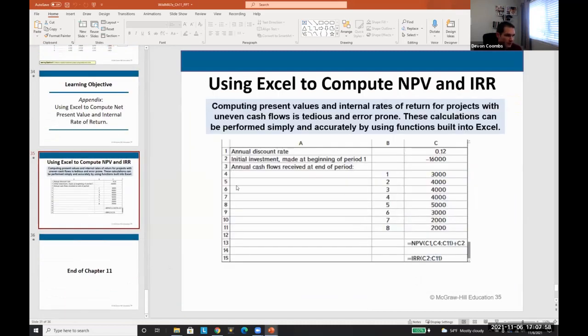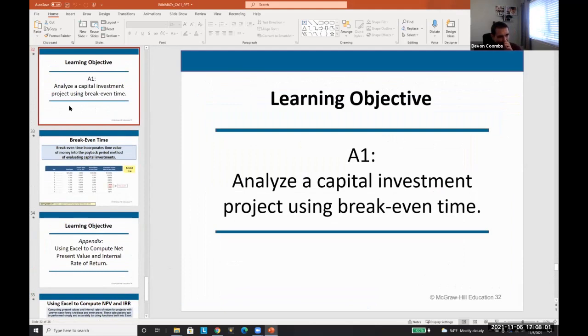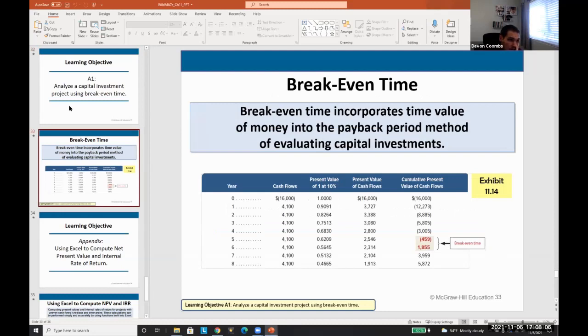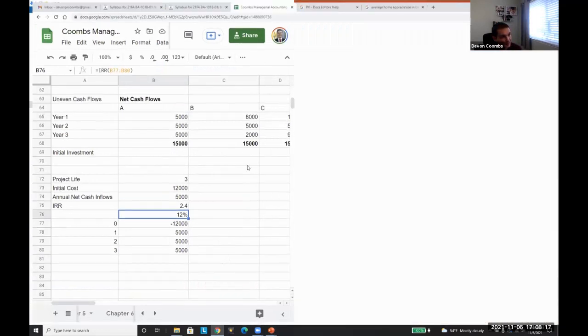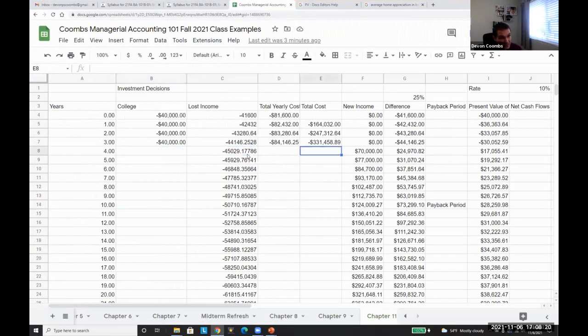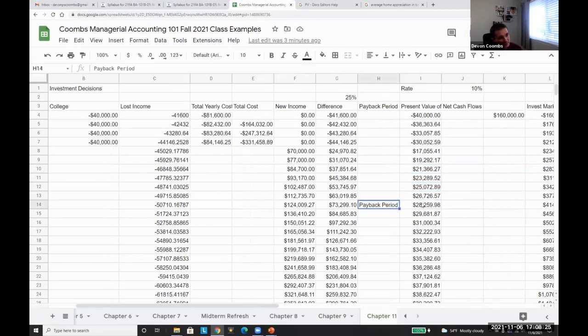So I already taught you how to do this appendix. This last piece is how do we analyze the capital investment using break-even time? This is the same concept as the payback period, but we use the net present value concept. If you hear break-even time, it's also called discounted payback period. We just use the present value of cash flows instead of the non-discounted cash flows. So let's see payback period.